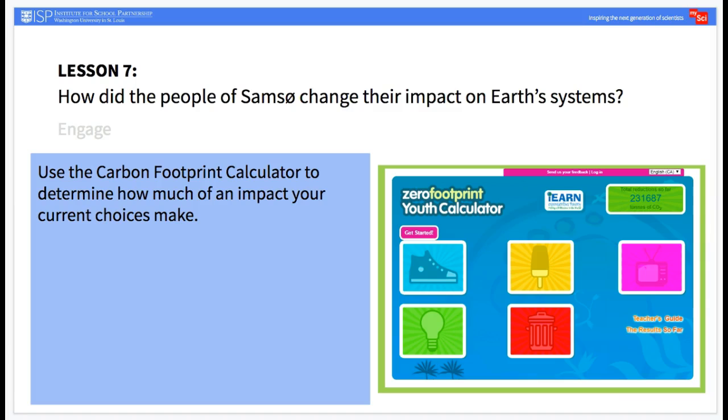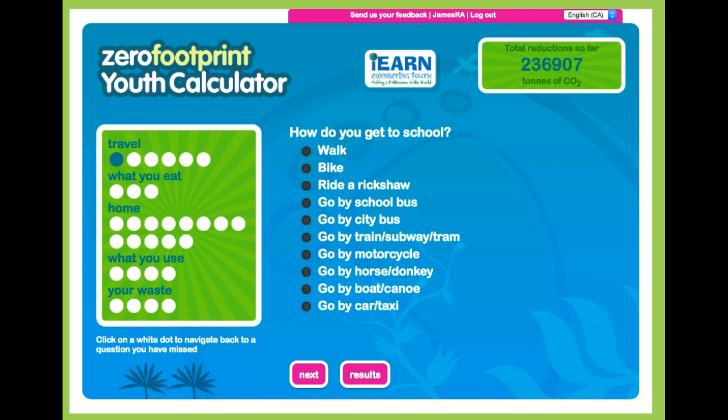In the Engage portion of this lesson, students will use a carbon footprint calculator to determine how much of an impact their current choices make. Students will answer questions about the forms of transportation they use in order to travel, what types of food they eat, their home environment, what they use, and how much waste they generate.